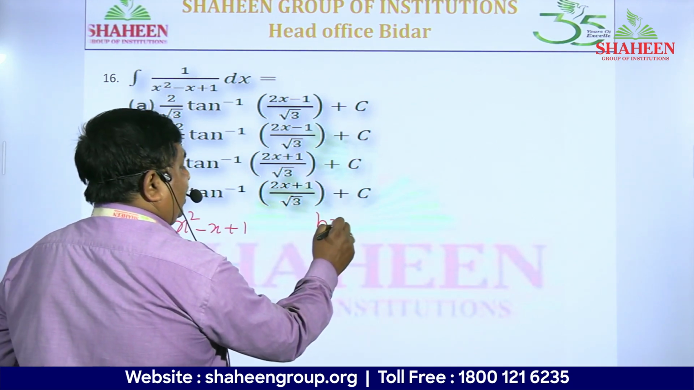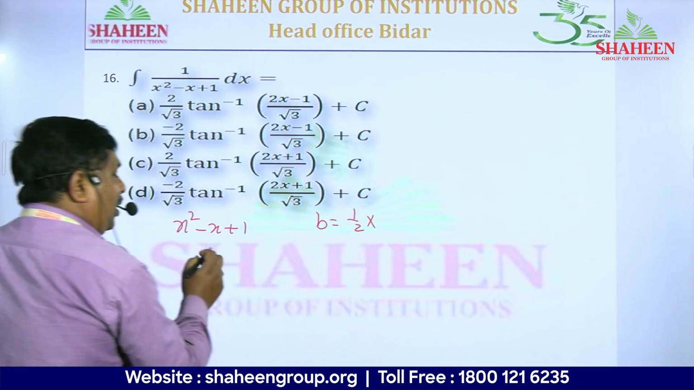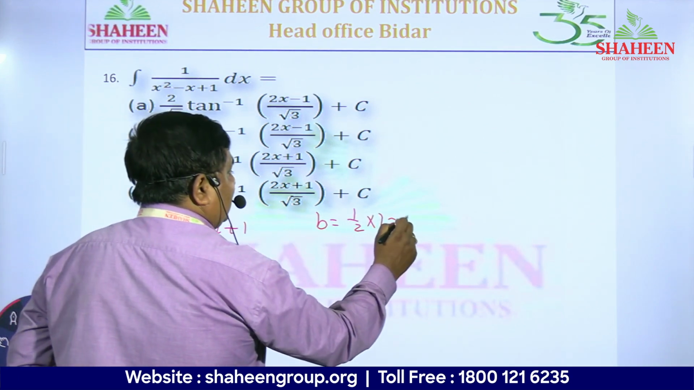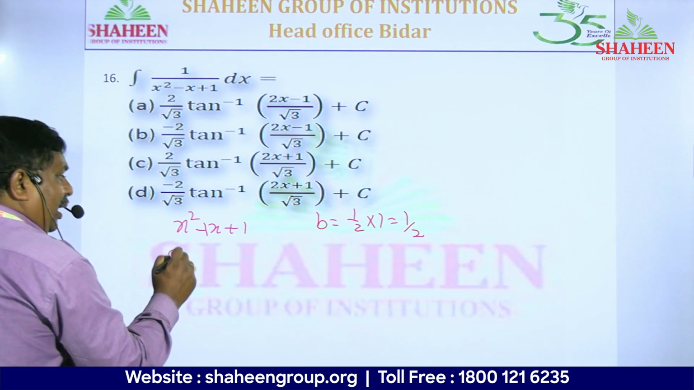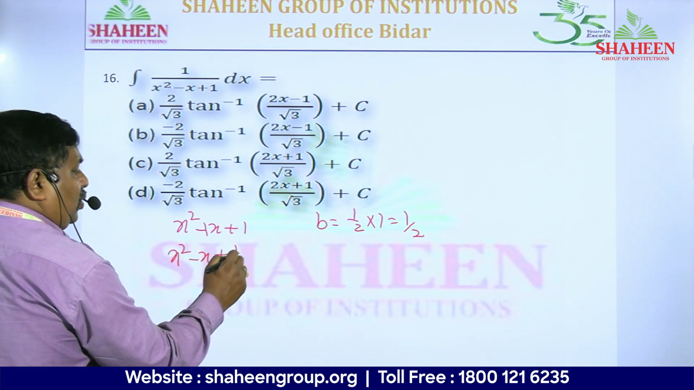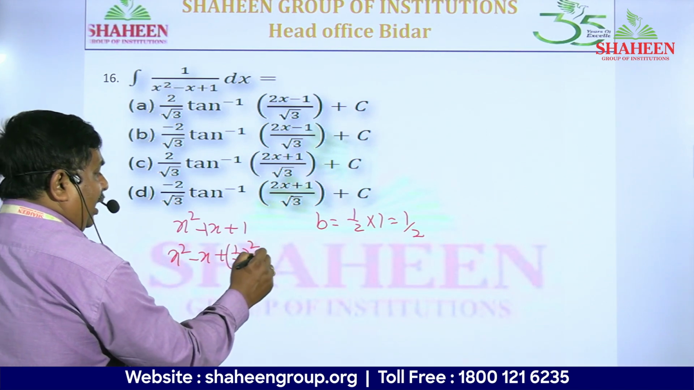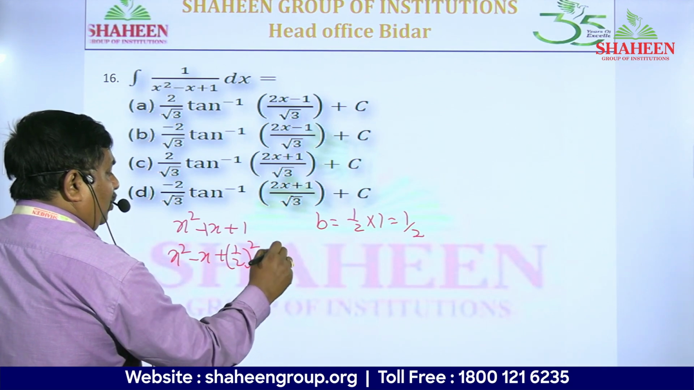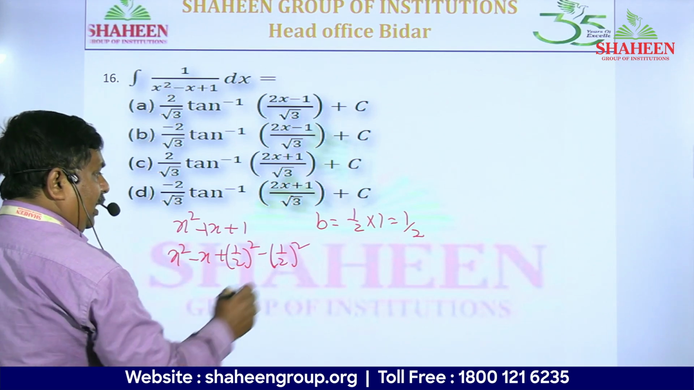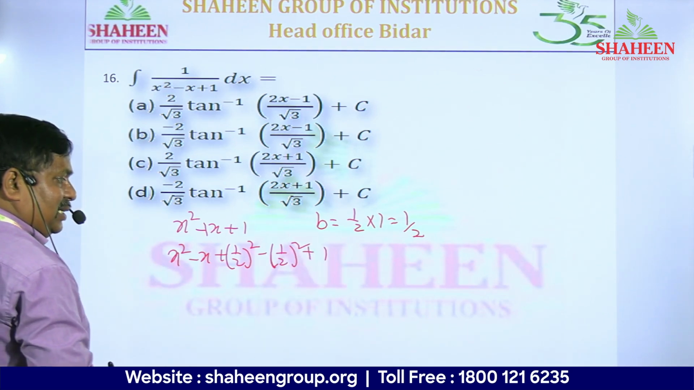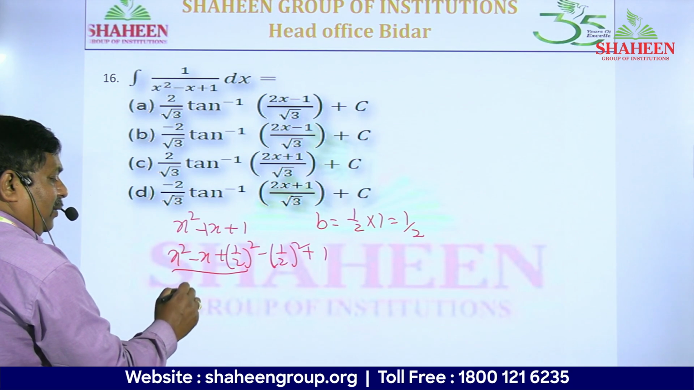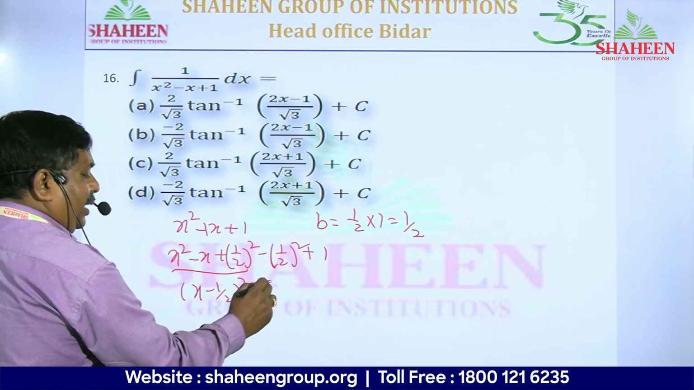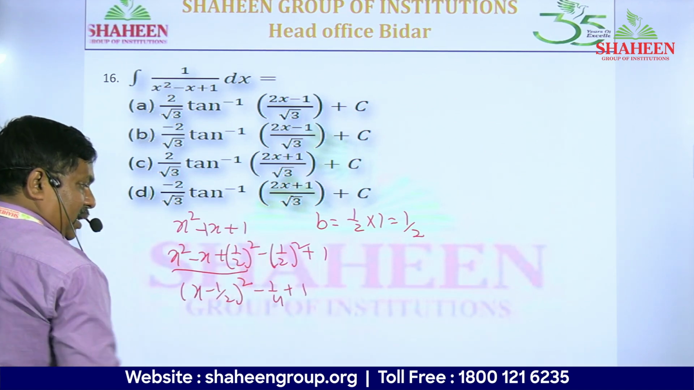B value is half the coefficient of x. What is the coefficient of x? Coefficient of x is 1. Half of 1 is half. Then x square minus x plus (1 by 2) whole square adding, and (1 by 2) whole square we are subtracting. And lastly plus 1 as it is. Together these three terms become x minus 1 by 2 whole square, and remaining is minus 1 by 4 plus 1.